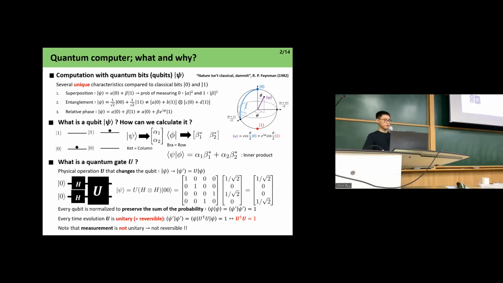But note that measurement is not unitary, meaning that it's not reversible. If you take measurement of a qubit, then you cannot reverse it, meaning that after the measurement, you cannot recover the qubits no matter what you did. So these are the basic characteristics of quantum computers.